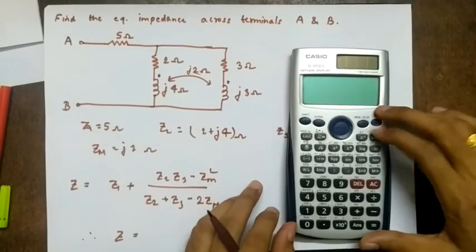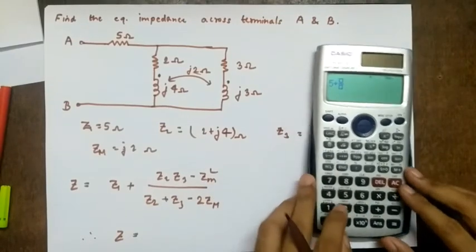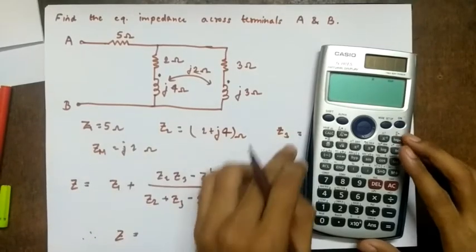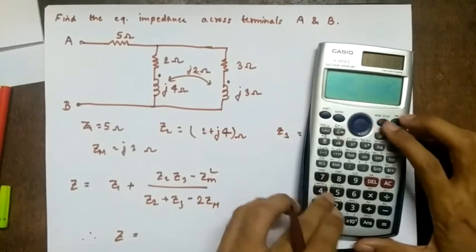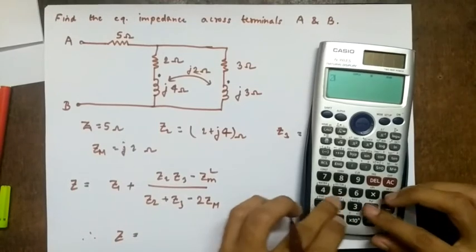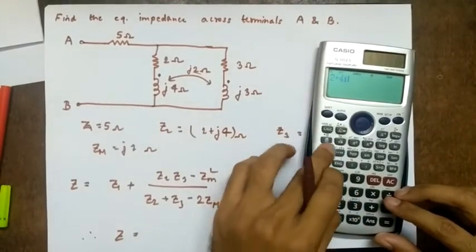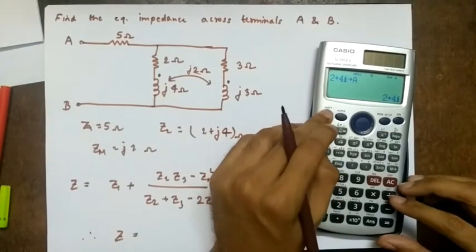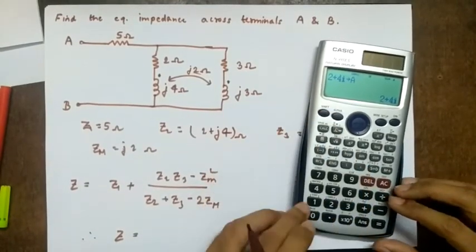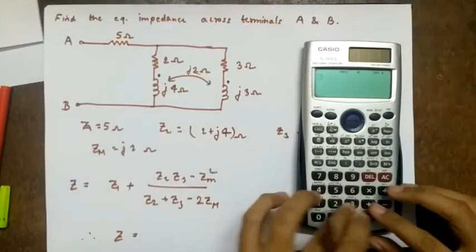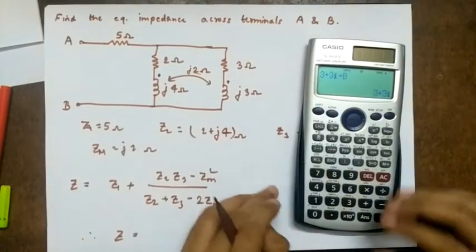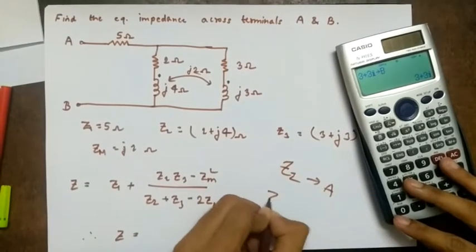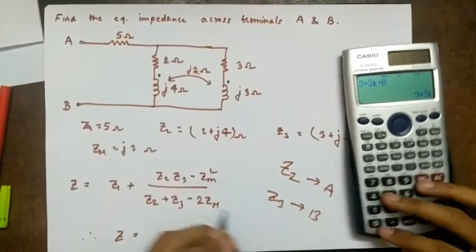So just solve this: 5 plus Z2 into Z3. Instead of typing Z2 and Z3 again, you can store them. First go into complex mode. Z2 is 2 plus 4i, so store it in A. How do you store it in A? Shift RCL A. If you have to store it in C, shift RCL C. I have stored 2 plus 4i, then 3 plus 3i, so store it in B. So my Z2 is A and Z3 is B.